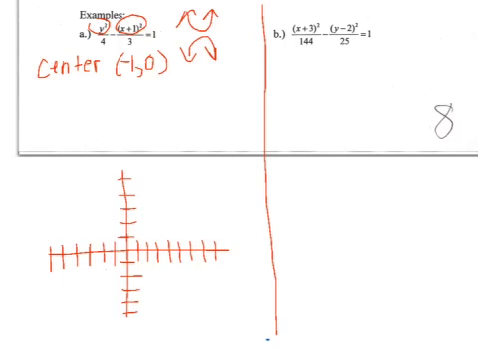Okay, so let's go ahead and graph our center first. So (-1, 0), right there. Then we know that our vertices are going to be up 2 and down 2 from the center, since there's a 4 underneath the y squared. So up 2, down 2.